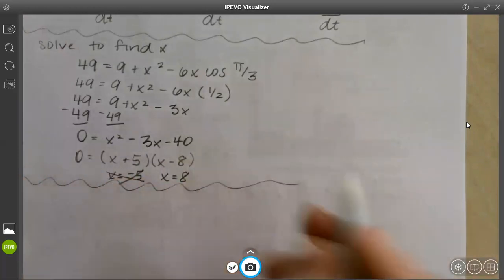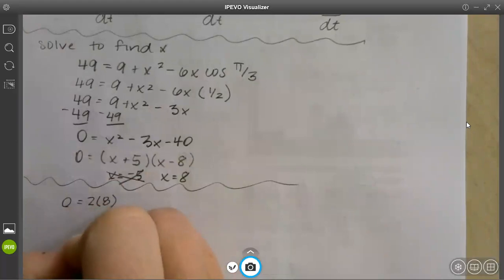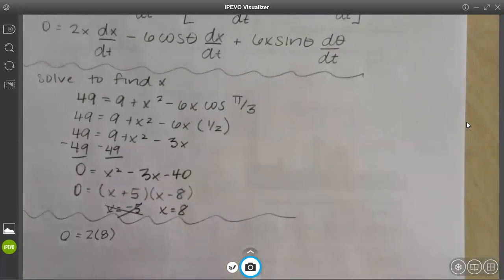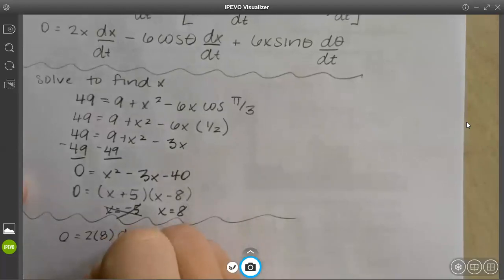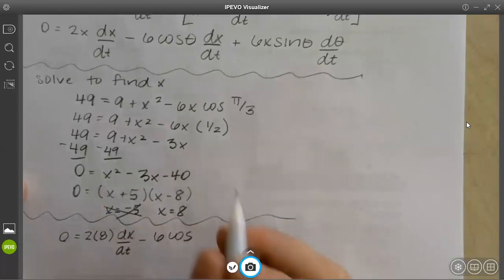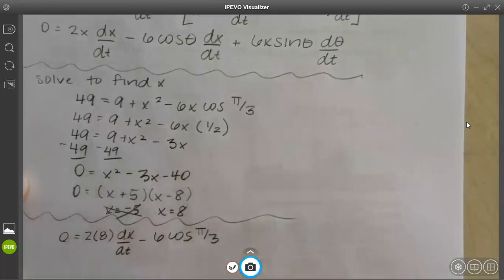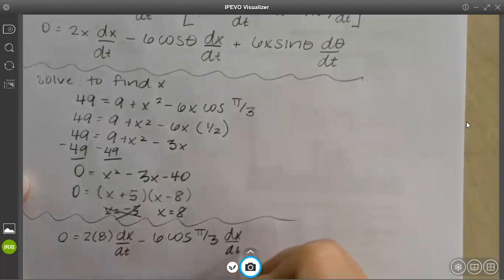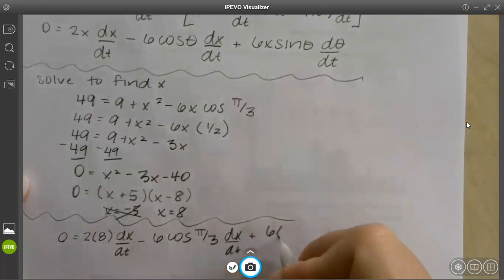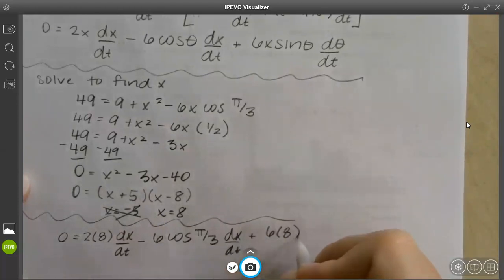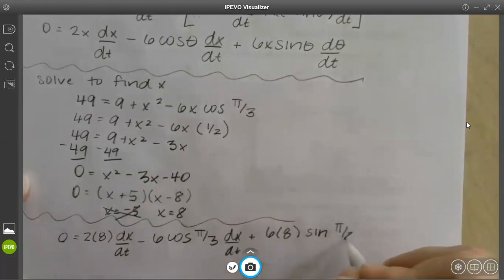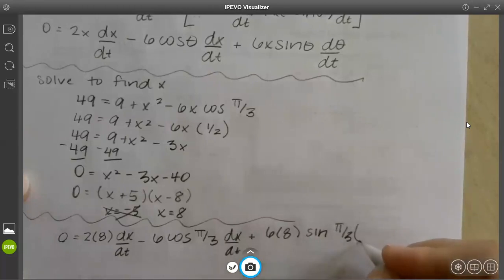So now I can go back to my equation and start plugging in. 0 equals 2 times 8. What was dx over dt? That's what we're looking for, right? Okay. Don't stress out. Minus 6 cosine, what was theta? There's dx dt again. We're looking for that. Plus 6, what's your x? 8. Sine theta is pi over 3. What was your d theta over dt? 400 pi.